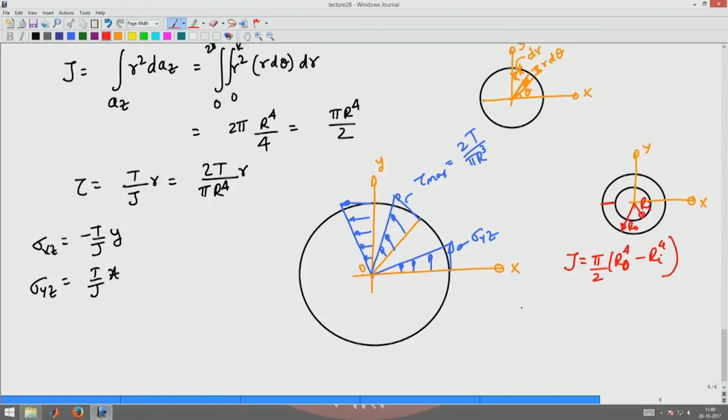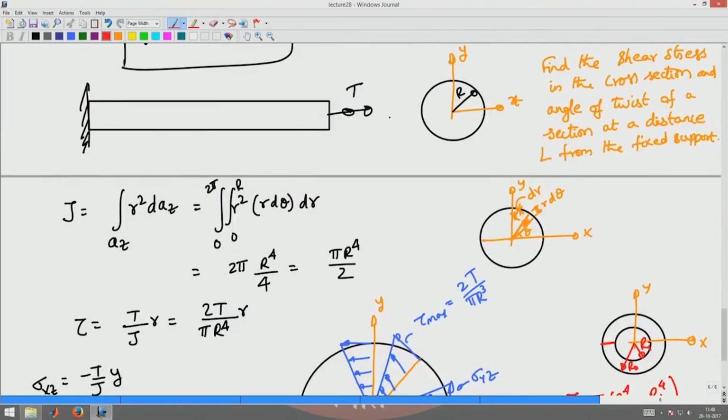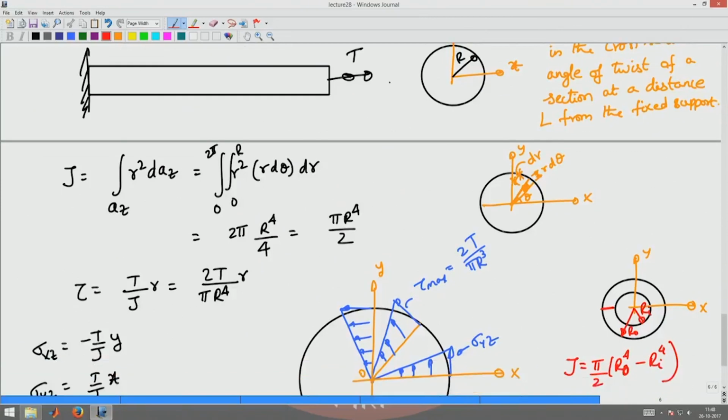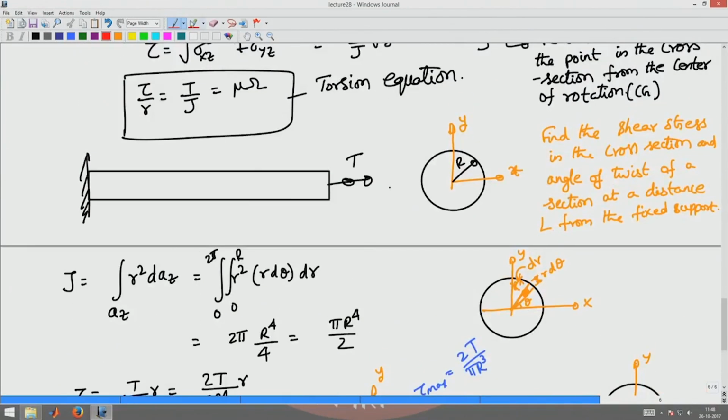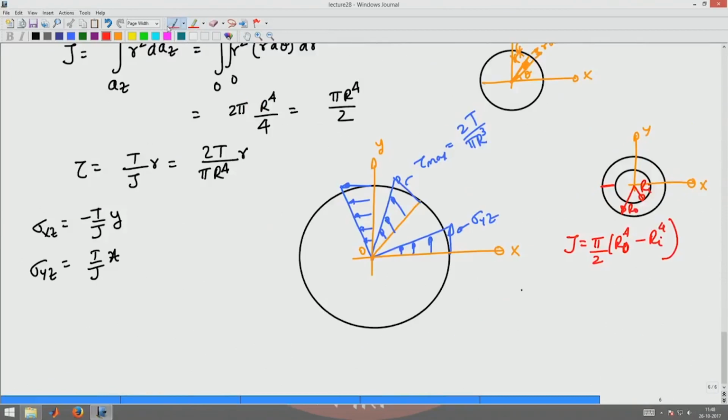Okay. Now coming to the second part of the question, how does the angle of twist vary along the length? What is the angle of twist at a section L from the fixed end? Now for that you have to use the second part of this equation, T by J equal to shear modulus times angle of twist per unit length, and you have to compute that angle of twist at a cross section at a distance L. So basically omega is T by J into mu.